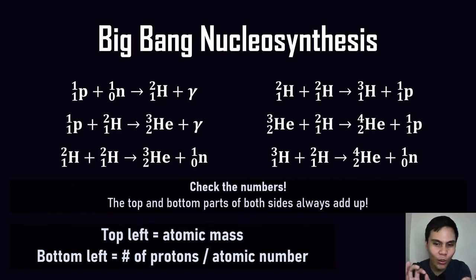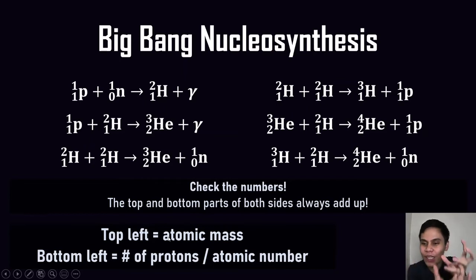So let's decode this for a while. Let's focus on the first one. So this first one has these terms. First, we have 1 1 p. So this just stands for a proton. So the number on the top left is just the atomic mass, how heavy the thing is, while the number on the bottom left is the number of protons that is in that particle. So a proton literally has a mass of 1 because it's one proton, and has one proton because it's a proton.